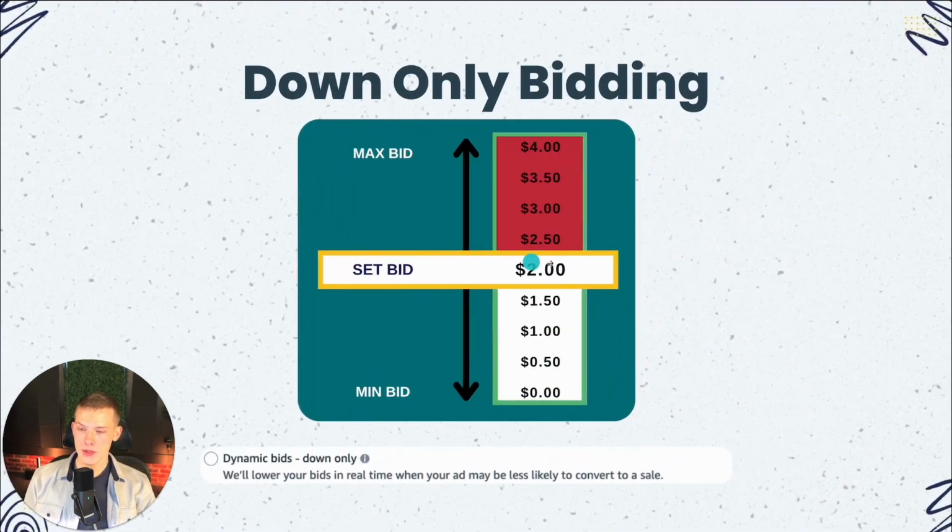Down-only bidding: Amazon can only lower your bids. They cannot increase them. So if you set your bid at $2, they can lower it down to $0. So they'll lower your bids in real time when your ad may be less likely to convert to a sale. If your ad is very likely to convert to a sale, it's going to leave that set bid. But if it thinks the customer is not likely to purchase your product, it's going to drop that bid right down. So you could see cost per clicks of like $1.95, $1.75, $1.25, but you'll never see bids of $2.50. It will never be above your set bid.